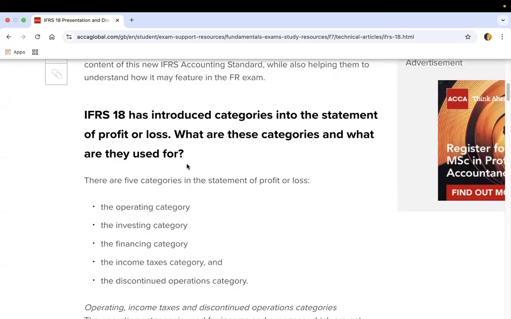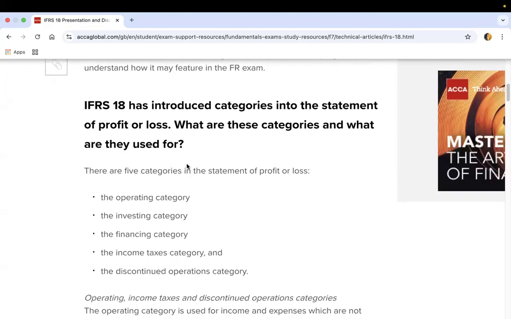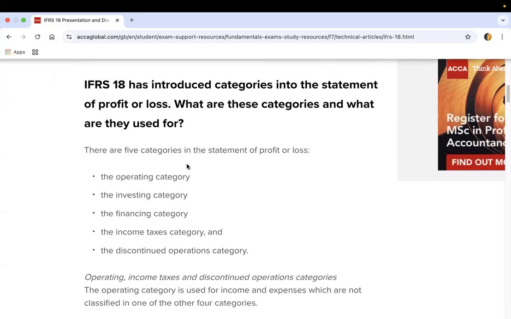So IFRS 18 has been introduced in order to replace IAS 1, which we have previously studied. In IFRS 18, the SOPL has a major change, in the sense that before we didn't used to have so many categories for SOPL. Now what they did was, you have studied cash flows.